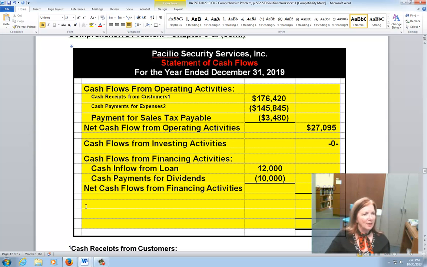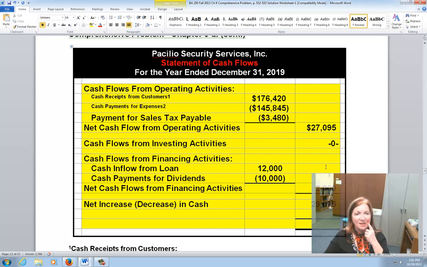Now the next total I'm going to get is going to be my net increase or decrease in cash. So it's presented this way: net increase in cash. If it's got a bracket around it, it's a decrease, and in this case it is 29,095. It's the sum of those two.